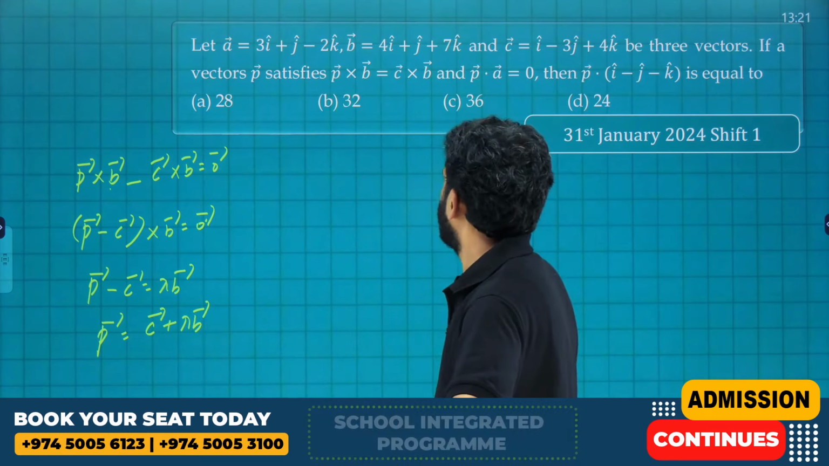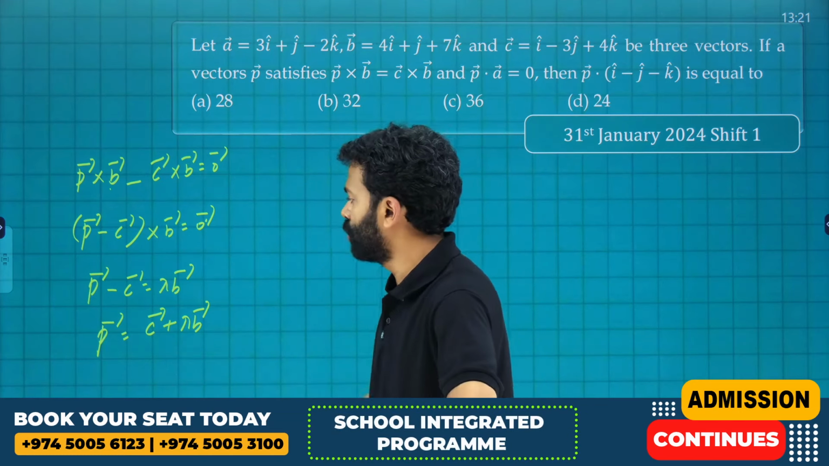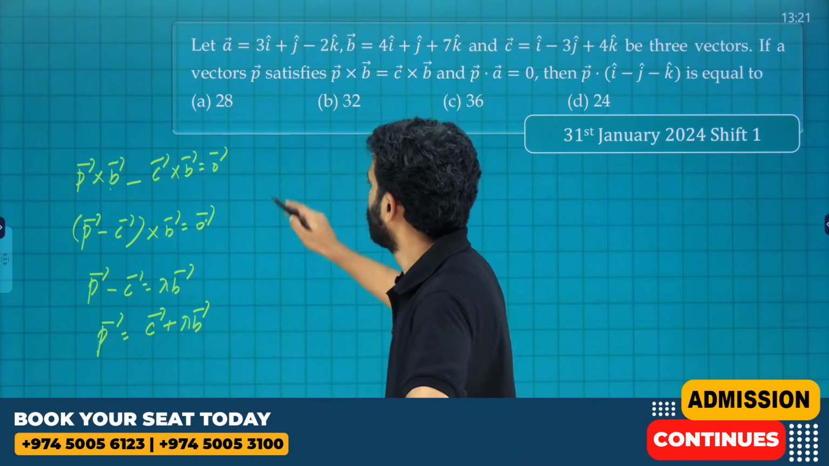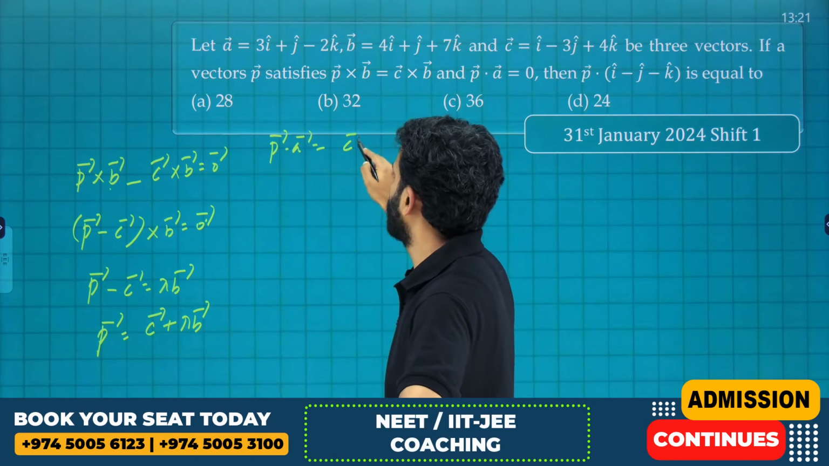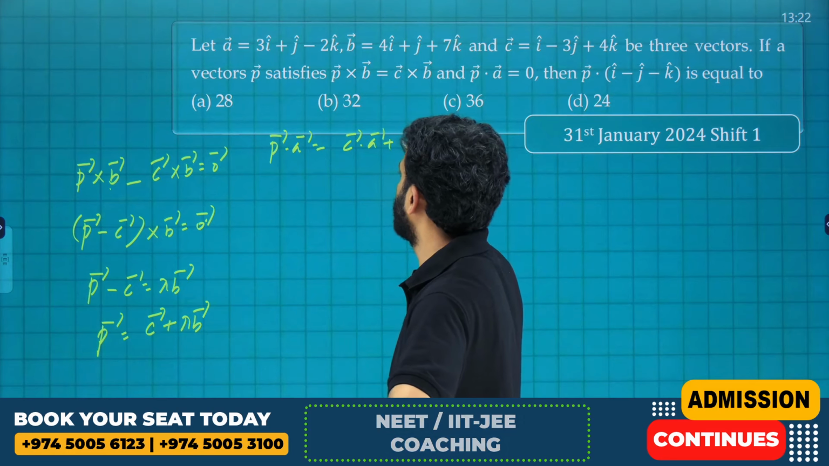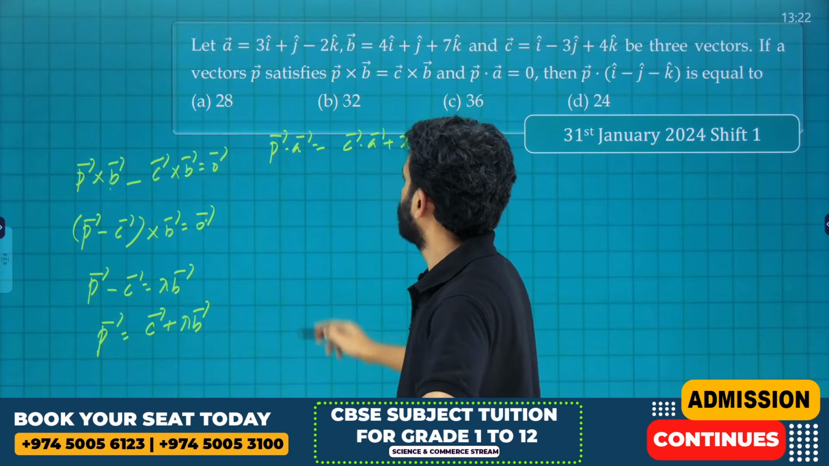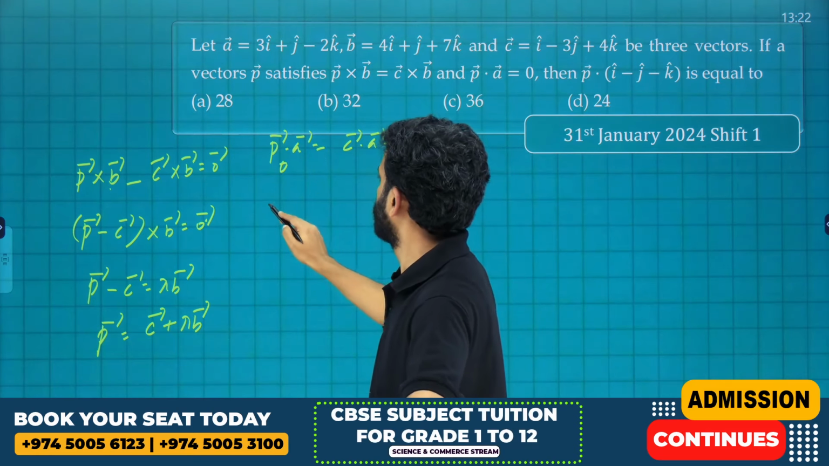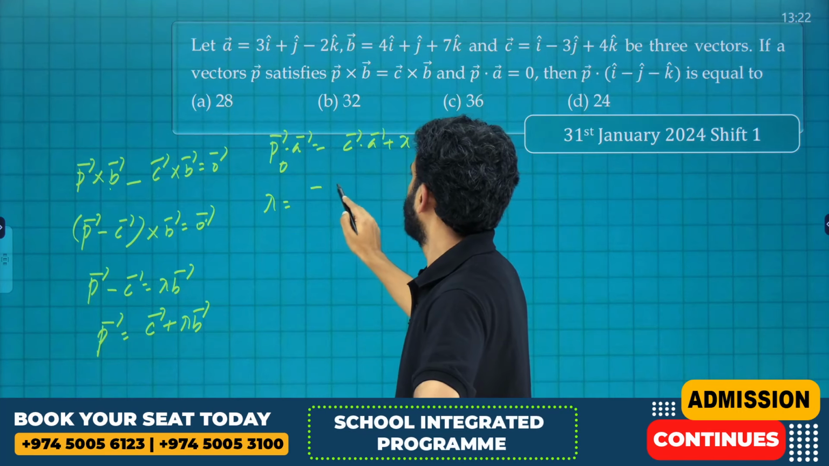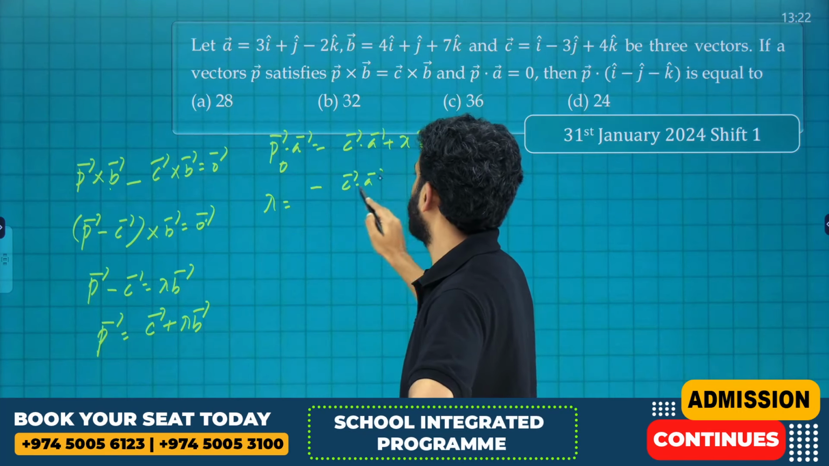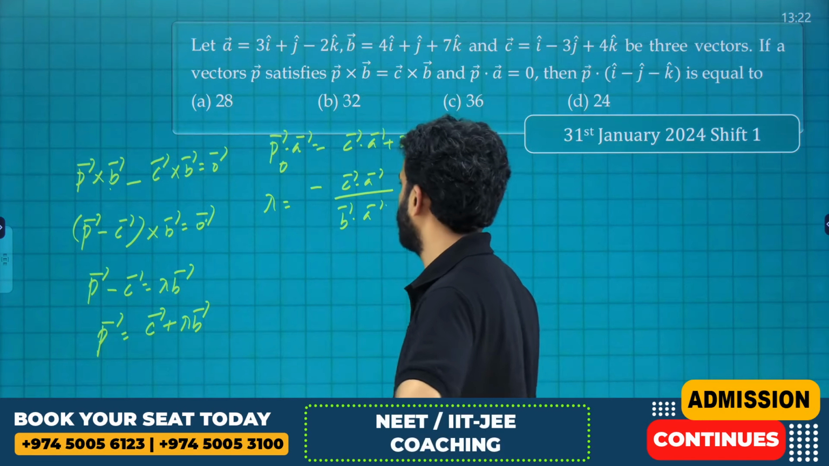They have given additional information: vector P dot vector A is equal to 0. So dotting with A on both sides, vector P dot vector A is equal to vector C dot vector A plus lambda into vector B dot vector A. This is 0. That is, lambda is equal to minus vector C dot vector A divided by vector B dot vector A. Hope you are getting the idea here.